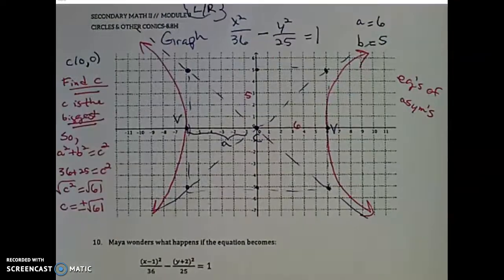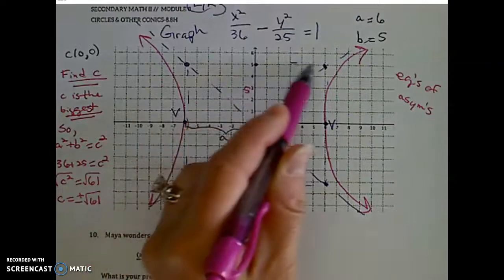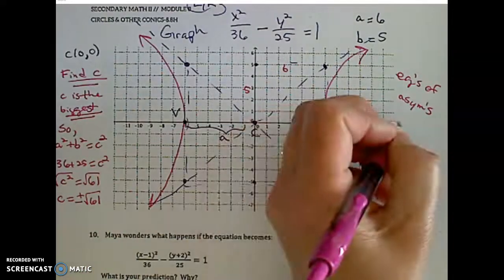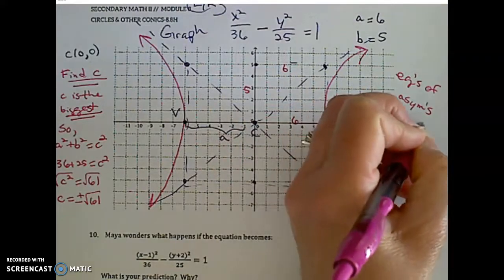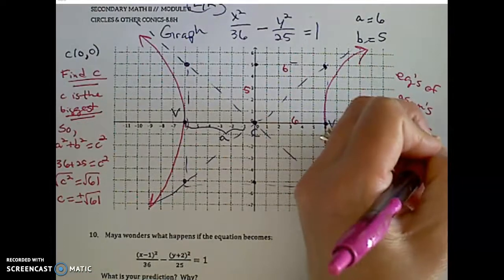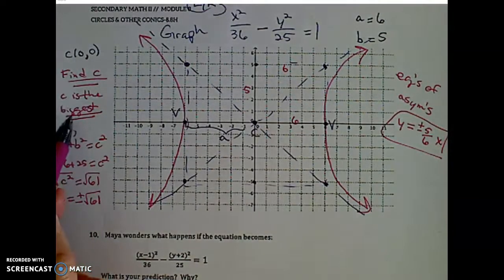Pause. Okay, the equations of my asymptotes: rise 5, run over 6, have a y-intercept of 0, become y equals positive or negative. My slopes are 5 over 6, my y-intercept is 0. C is always the biggest in a hyperbola. I'm going to post my notes because we're going to run out of time.